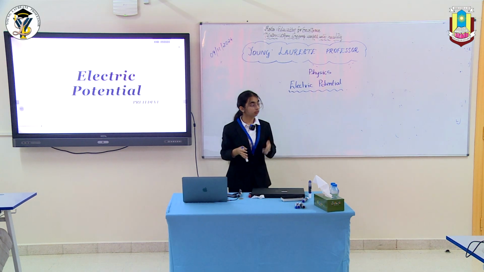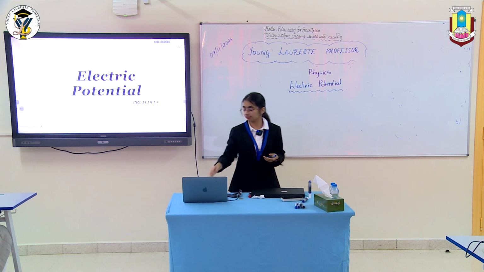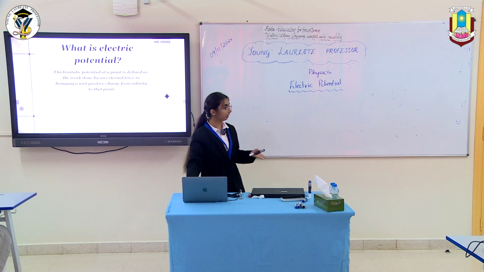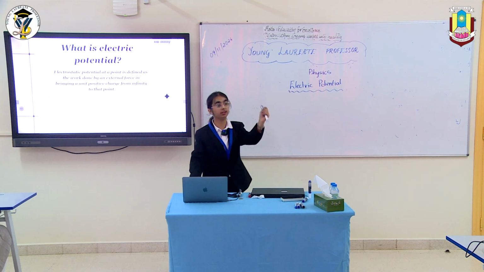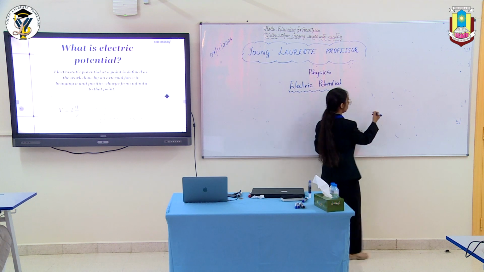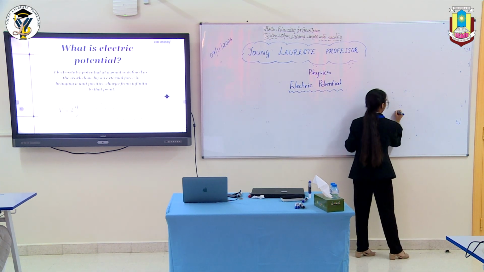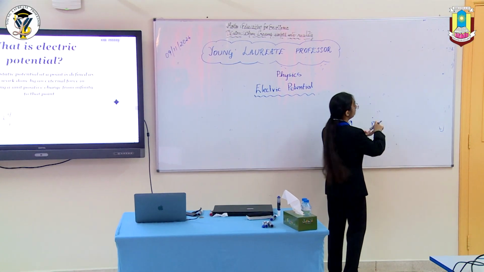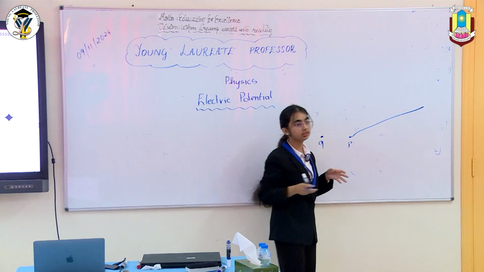Today our topic to study is electric potential. Do you know what electric potential is? Electric potential is the work done by the source charge to bring a unit positive test charge from infinity to a point. Let us suppose we take a source charge Q and a point P. The work we do to bring a unit positive charge from infinity to this point is called electric potential.